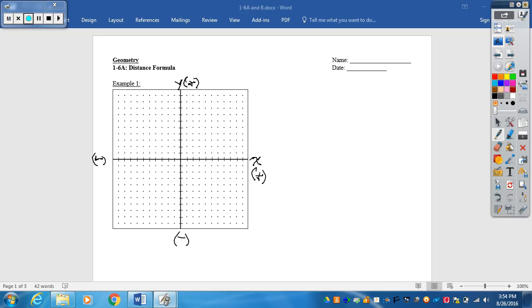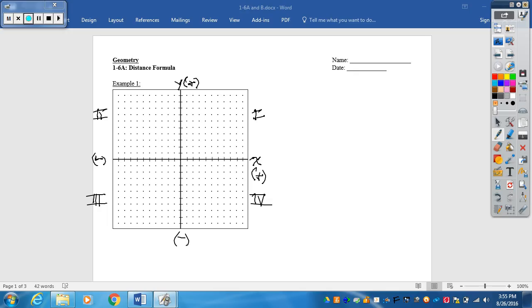Now from there, we also want to list the different quadrants. If you remember, which one's the first, second, third, and fourth? Very simply, the upper right-hand corner is considered the first quadrant. The upper left is considered the second quadrant. Lower left is considered the third quadrant. And then the lower right is considered the fourth quadrant.